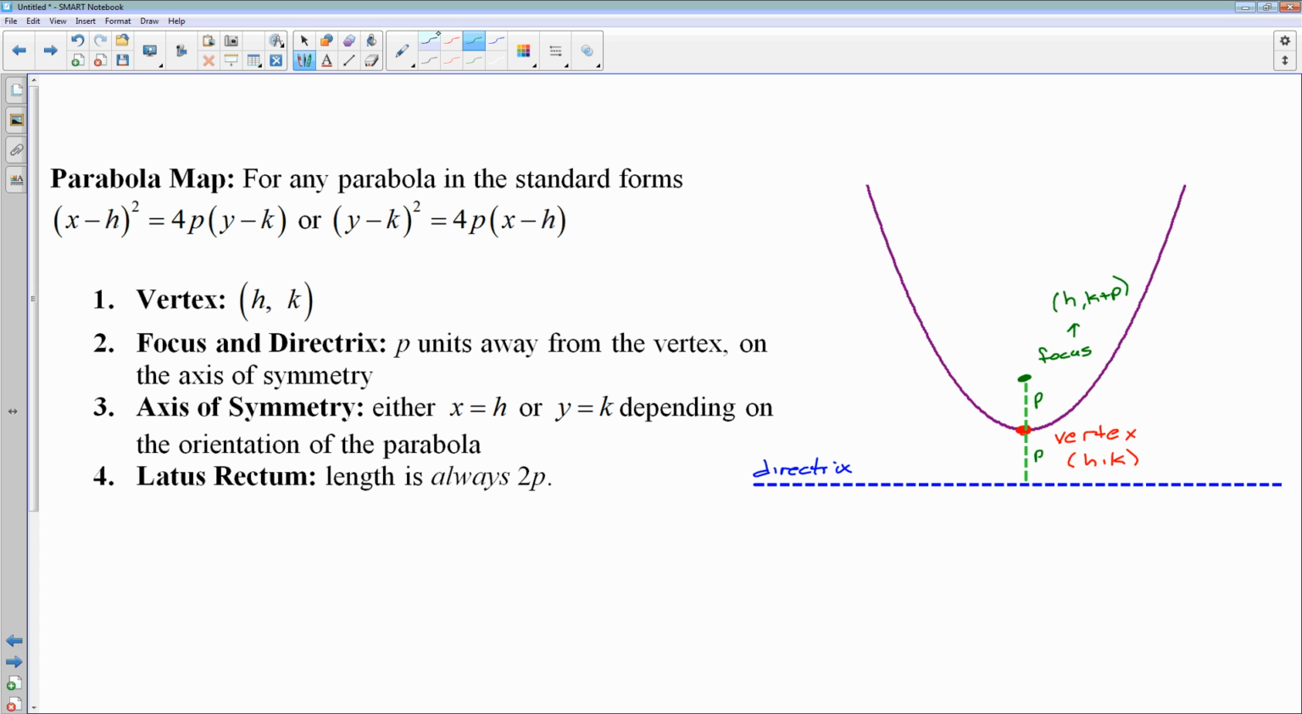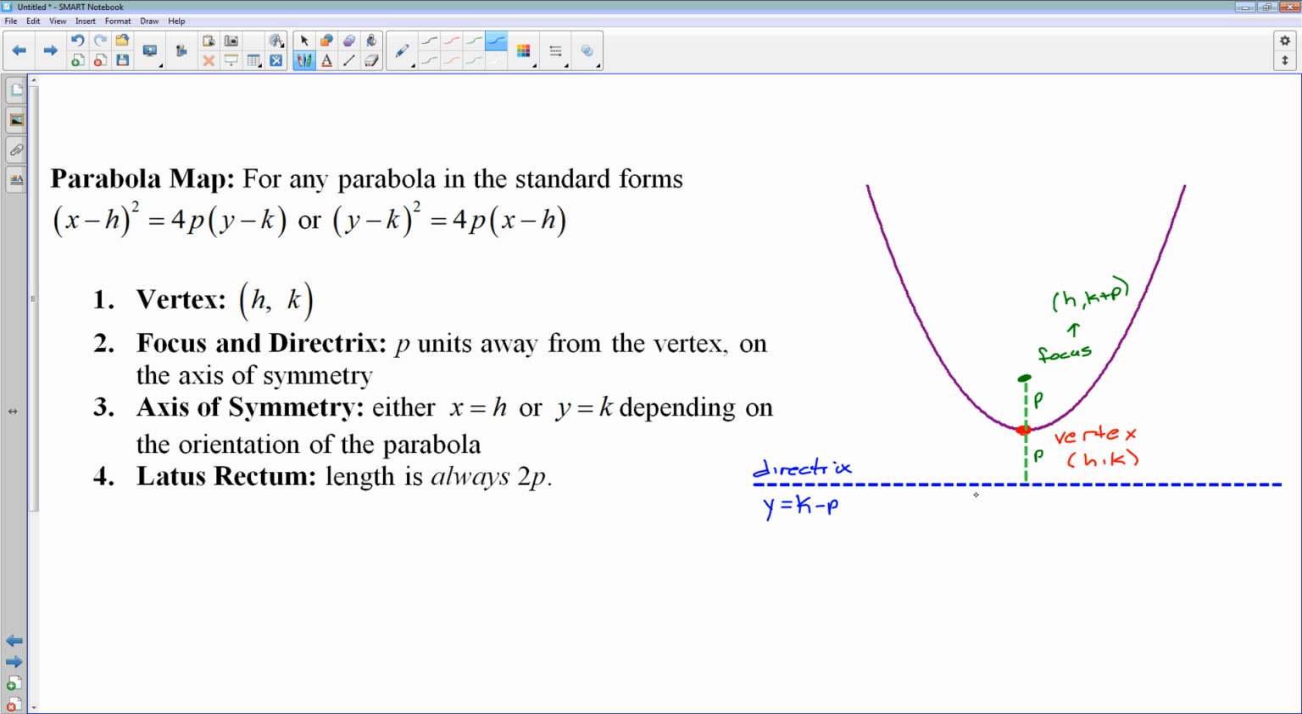Now my directrix in this case is a horizontal line, and the equation of a horizontal line is y equals some number. And since I started at my vertex, which has a y coordinate of k, I went down p. So my directrix in this case is going to be the line y equals k minus p. Now, if your parabola opens down or left or right, then the way you get it, whether you add p or subtract p or something like that, can change. So we have our focus, the directrix, and our vertex.